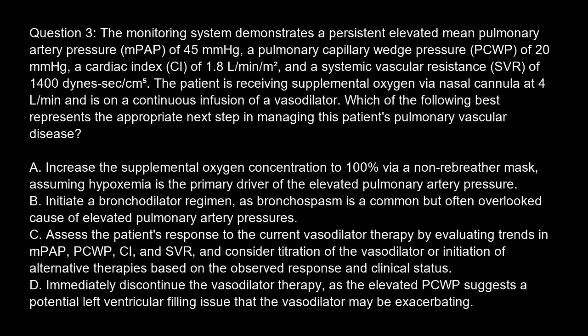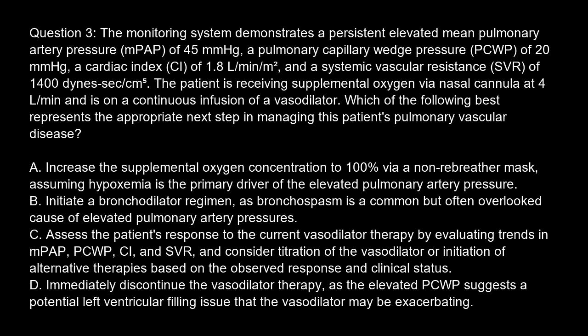Question 3. The monitoring system demonstrates a persistent elevated mean pulmonary artery pressure, MPAP, of 45 mmHg, a pulmonary capillary wedge pressure, PCWP, of 20 mmHg, a cardiac index, CI, of 1.8 L/min/m2, and a systemic vascular resistance, SVR, of 1,400 dyn·sec/cm5. The patient is receiving supplemental oxygen via nasal cannula at 4 L/min and is on a continuous infusion of a vasodilator. Which of the following best represents the appropriate next step in managing this patient's pulmonary vascular disease?